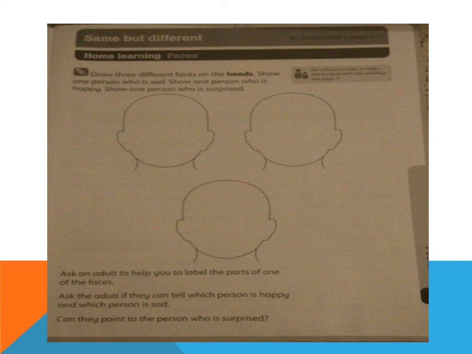We have 3 faces on this page, and what we have to do with these 3 faces is draw 3 different faces on the heads. Show one person who is sad, show one person who is happy, show one person who is surprised. Okay class, I think you all know what type of face we make when we are happy. Yes, show me your happy face. Very good. And when we are sad, what type of face do we make? Yes, we all know.